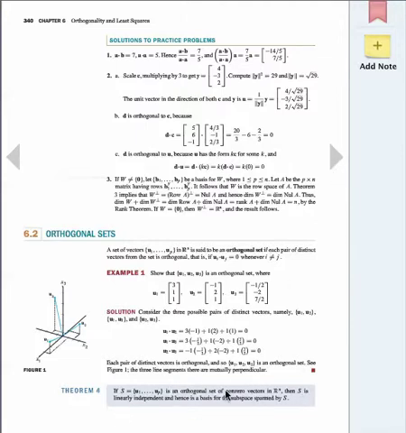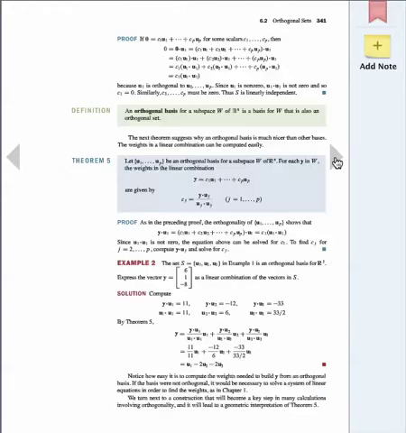And think in your head about the picture, why this should be true. Remember, an orthogonal set is a set of vectors that are all orthogonal to each other. What are the angles between those vectors? What does that mean for linear independence?